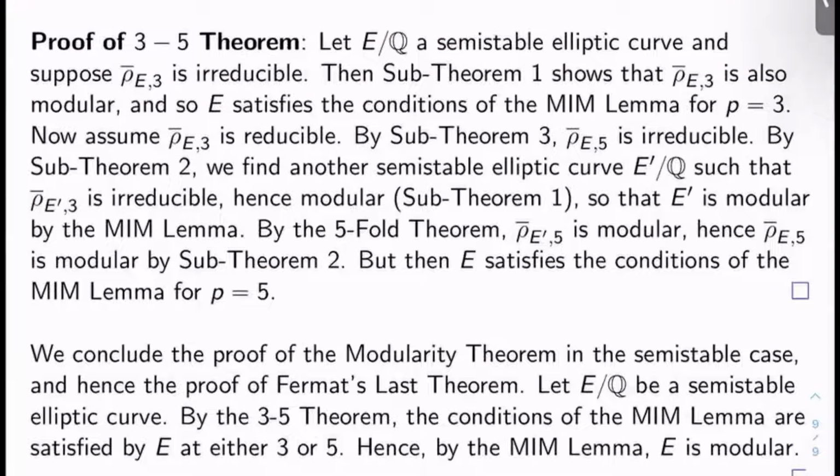And so again, just to wrap everything up, the proof of the modularity theorem now goes like this in the semi-stable case. Let E over Q be a semi-stable elliptic curve. By the 3-5 theorem, the conditions of the MIM lemma are satisfied by E at either the prime 3 or 5. And so by the MIM lemma, E must be modular.